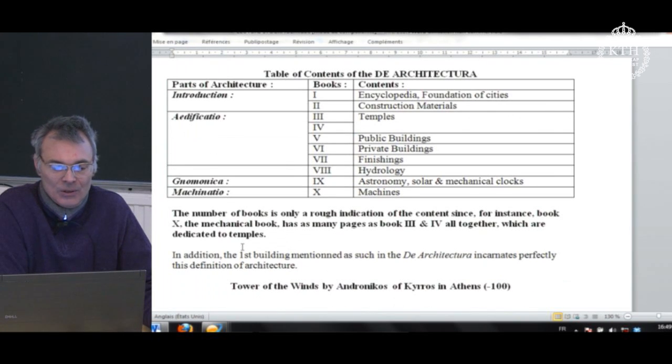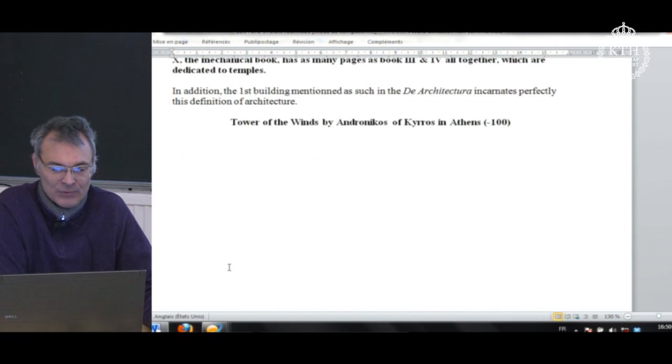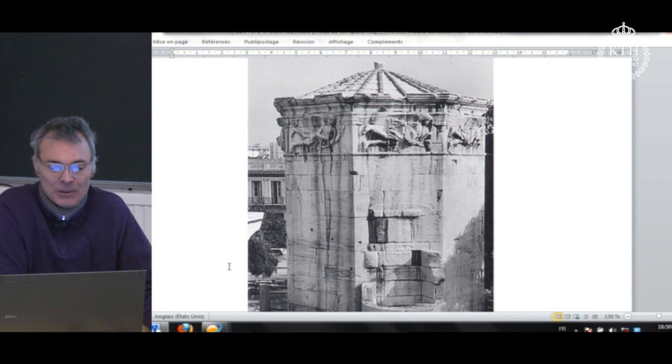And the number of books is only a rough indication of the content, since, for instance, book 10, the mechanical book, has as many pages as books 3 and 4 altogether, which are dedicated to the temples. And in addition, the first building mentioned as such in the De Architectura incarnates perfectly well this definition of architecture. So we have to look to this first building, which is the Tower of the Winds, built by Andronikos of Kyrrhos in Athens in approximately 100 BC.